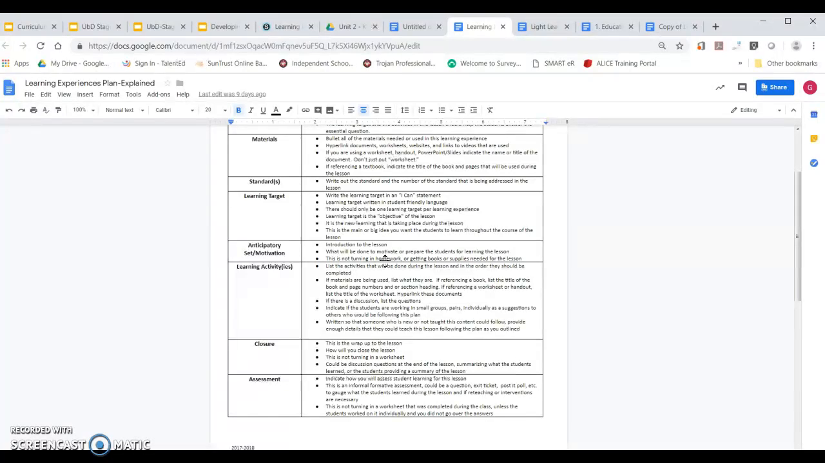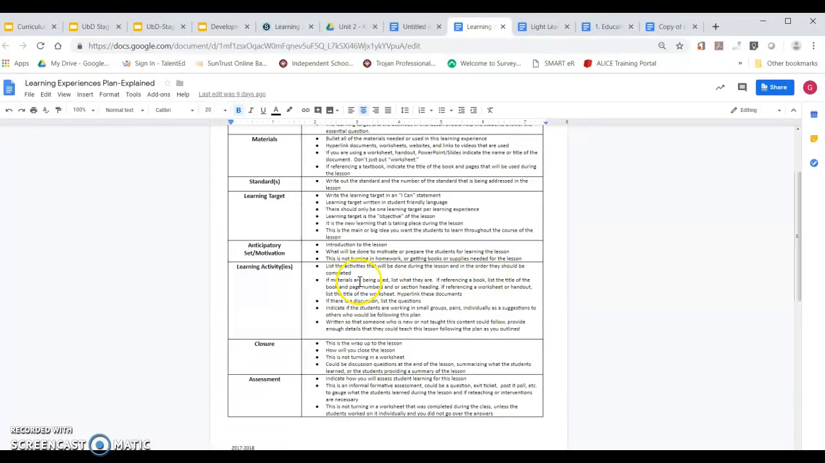That might be something that they're doing at the beginning of the lesson, but that doesn't introduce the students to the learning for the day. And so again, I'll show you some examples of that in a few minutes. And then when we get into the learning activities, go ahead and just list all the learning activities that you're going to be doing through the lesson.